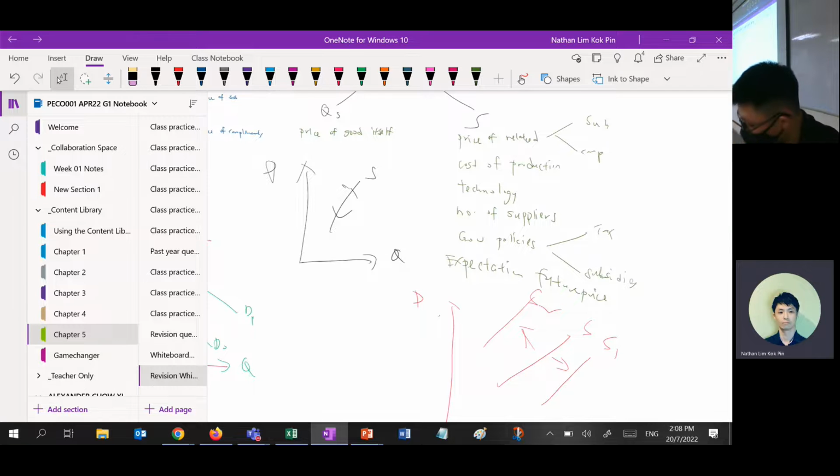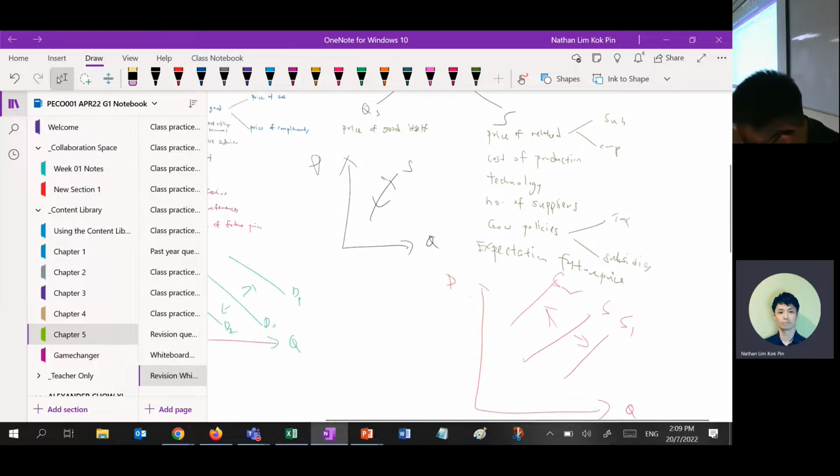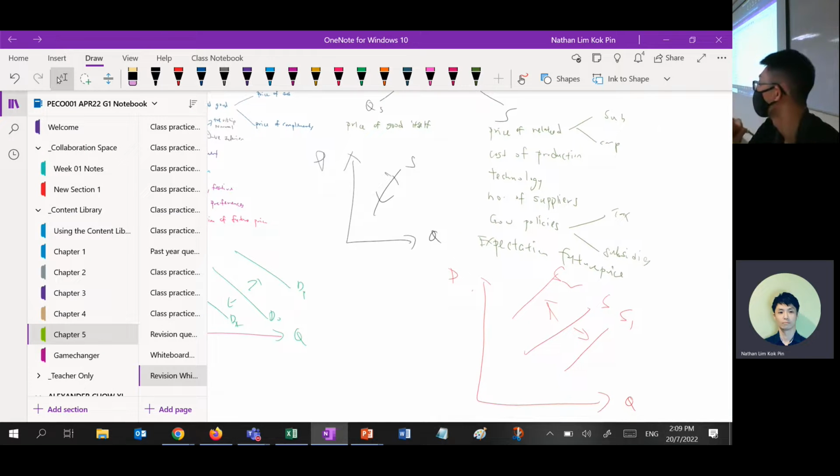The one that is like demand is price of related goods. We also have substitutes and complements, right? The ones that are not like demand are cost of production, technology, number of suppliers, government policies. Another one that is similar to demand is expectation of future price. Weather, festive season, climate condition, all these are under one factor.